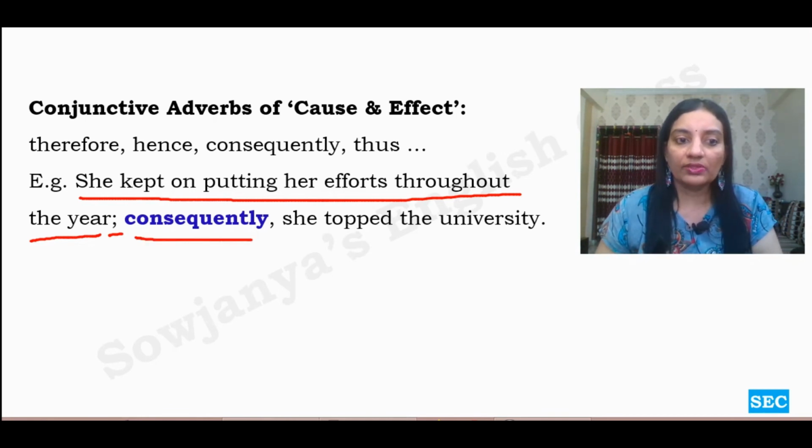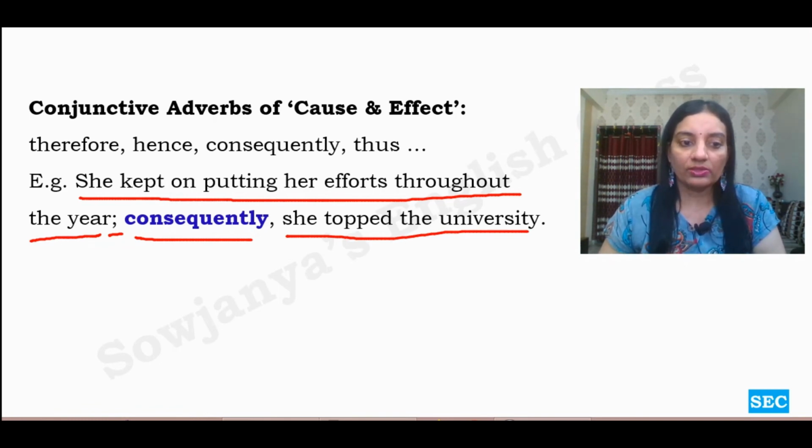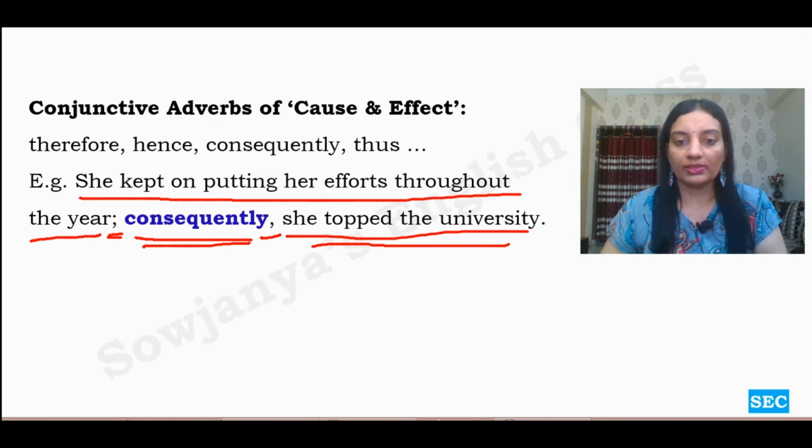Consequently, we mean to say as a result. Because of that, what happened? She topped the university. She stood first in the university in particular exams. So here, after the first independent clause, we have placed a semicolon. Then is our conjunctive adverb consequently, followed by a comma. And then comes the second independent clause.